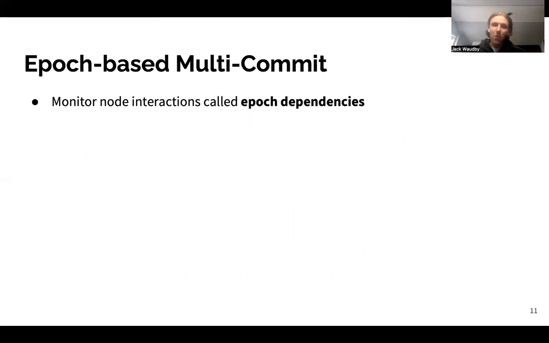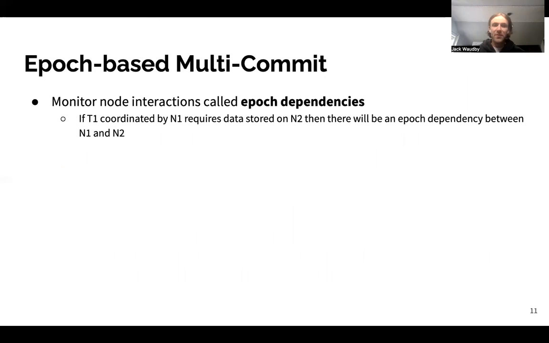It works by monitoring node interactions in an epoch, which we call epoch dependencies. If you imagine that we have transaction one coordinated by node one, and it happens to require some data stored on node two, then there will now exist an epoch dependency between these two database nodes. There's some information flow between the two of them, so they can now be thought of technically as one unit that needs to fail and commit together.